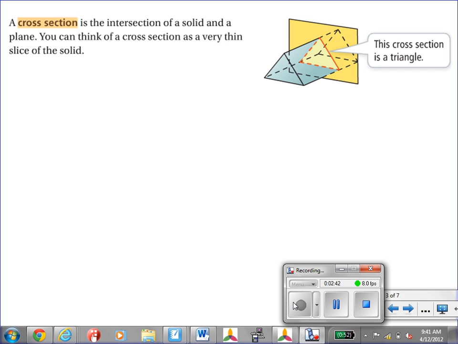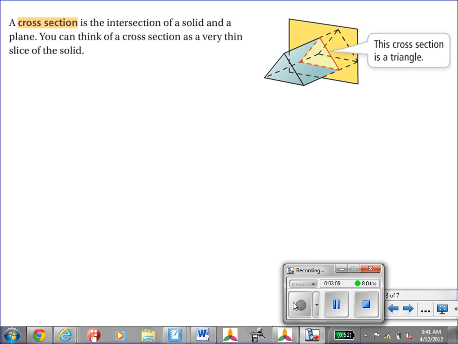So here's the deal: when you take this cross section, it's going to create a shape. Okay, and so the cross section of this here is going to be a triangle. The cross section usually looks like the two-dimensional object of the base. Okay, what's this base right here? A triangle. So the cross section, when you take a thin slice and make it two-dimensional, it's the triangle.